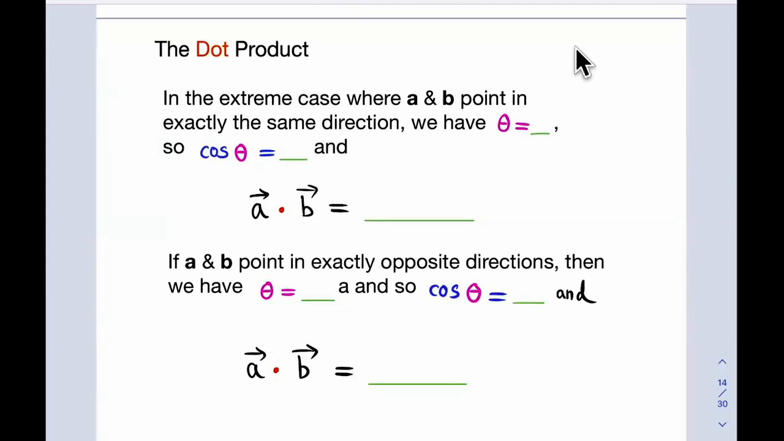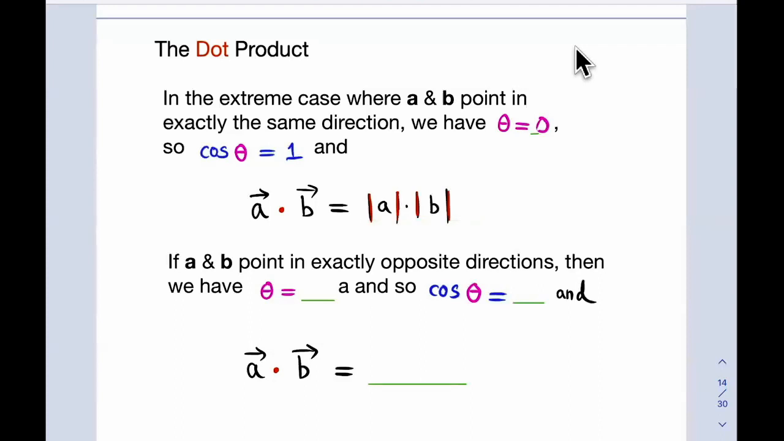So in the extreme case that A and B point in exactly the same direction, we have theta equal to what? 0, yes. Theta equal to 0. And cosine of 0 is 1. Yes, good job. So A dot B is equal to just the product of the two magnitudes, right?